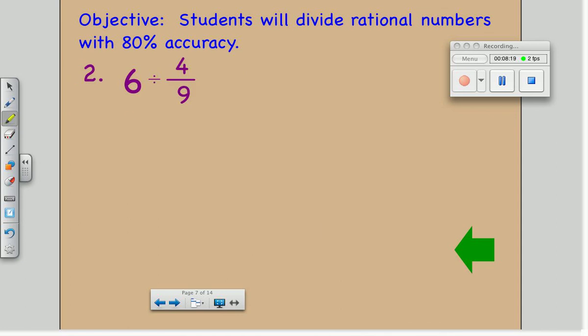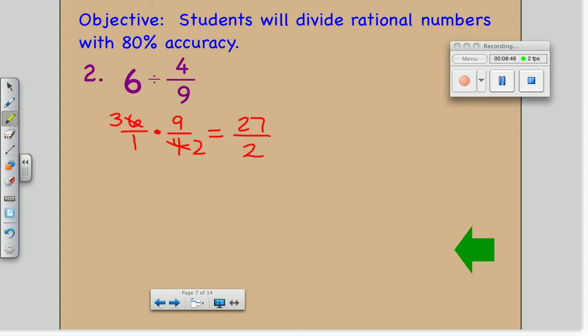6 divided by 4/9. 6 over 1. Multiply the inverse, 9 over 4. I can cross cancel 4 and 6. They're both multiples of 2. So 4 divided by 2 is 2. 6 divided by 2 is 3. 3 times 9 is 27. 1 times 2 is 2.